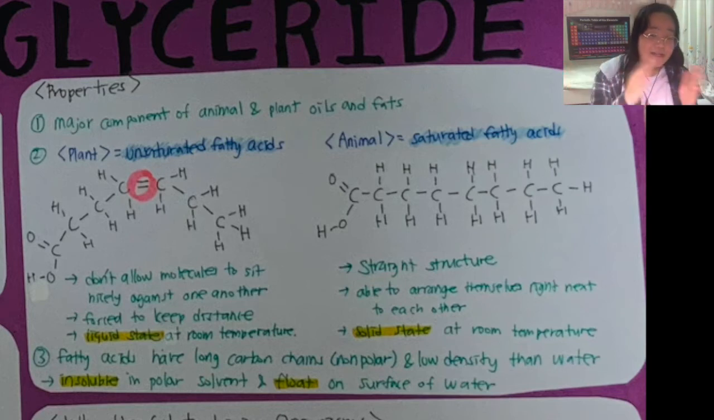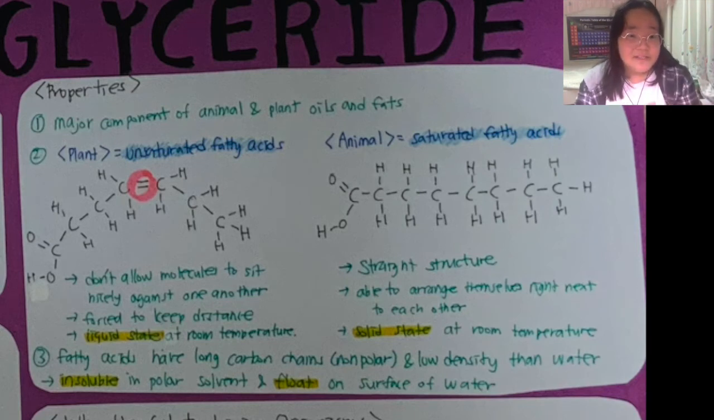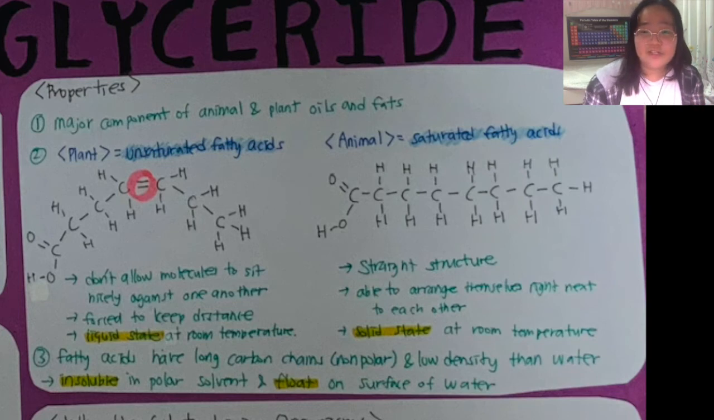On the other hand, in animals, the fatty acid components are mostly saturated. In these molecules, there is a straight structure due to the single bonds between carbons. This allows the molecules to comfortably arrange themselves right next to each other. Therefore, many animal triacylglycerides, like butter and meat, are in a solid state at room temperature. Furthermore, since the fatty acid components have long carbon chains, which are nearly nonpolar and lower in density than water, the triacylglycerides are nearly insoluble in water and also float on the surface of water.